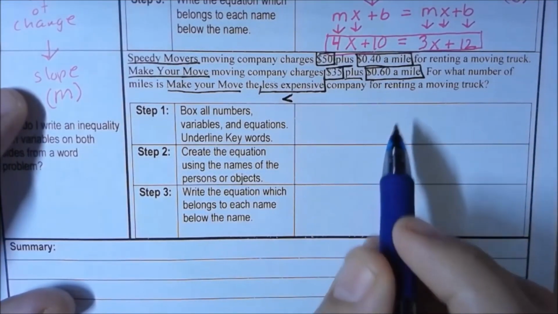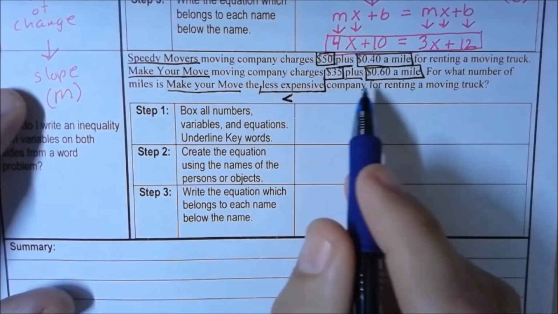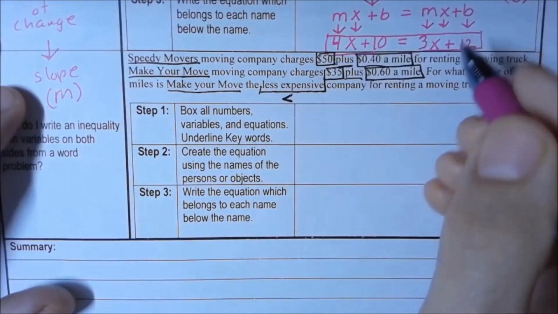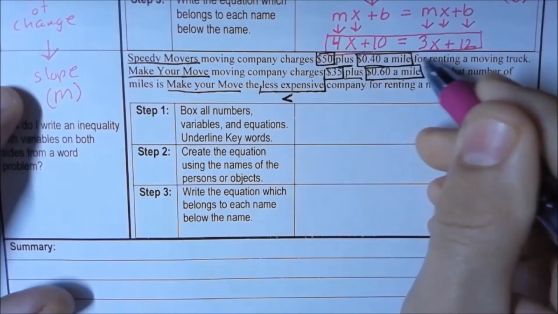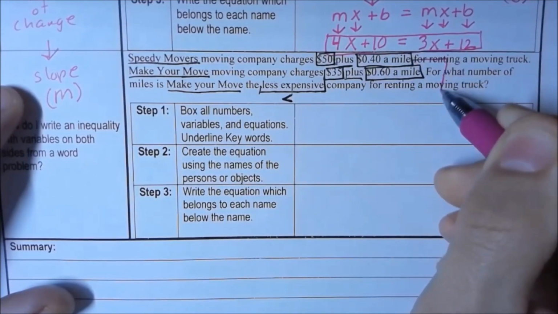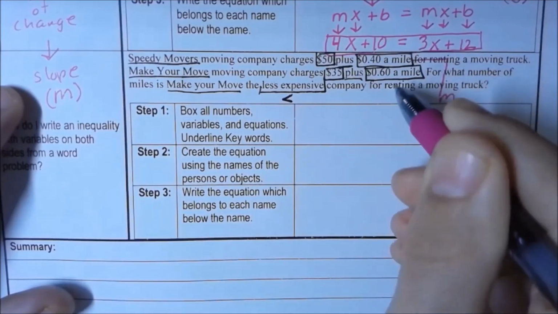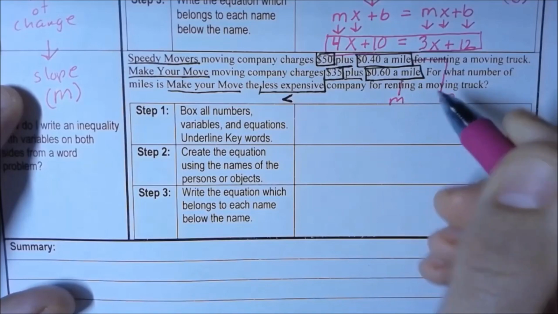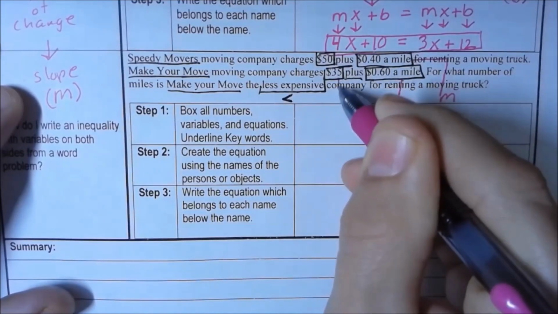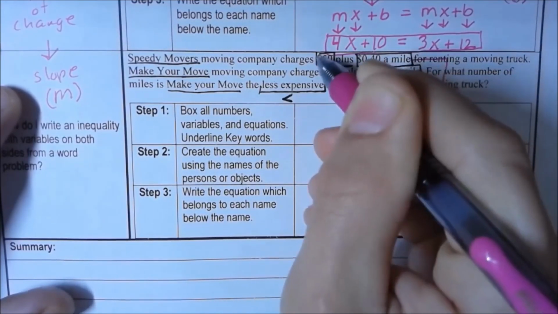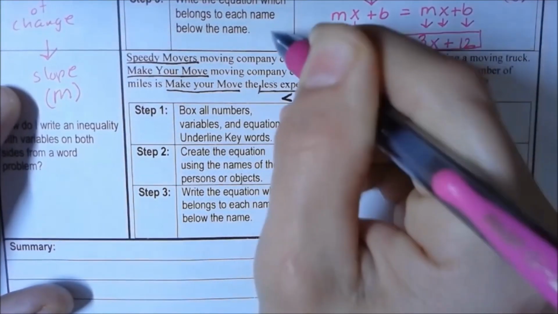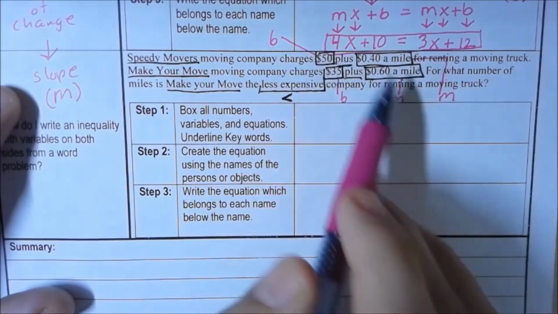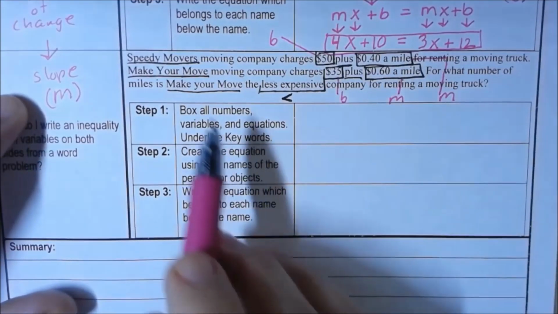Now the first thing we want to do is underline our keywords and box our numbers. So now we want to say which one's which. I can tell you by looking at it, this one says 40 cents a mile. This one is going to change more frequently. That's my M. This 60 cents a mile is going to change frequently. That's an M. And then this one-time fee of $35, that's a B. And this one-time fee of $50 is a B. So I just went ahead and marked B's and M's, so I know what's going to go where.